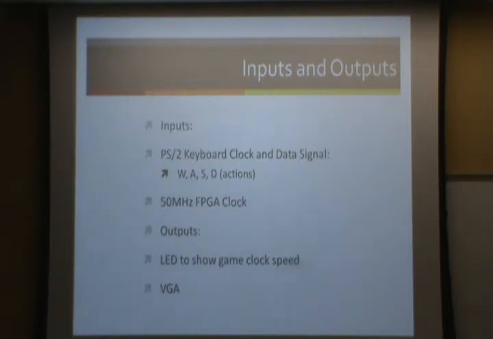We also have a 50 megahertz clock signal from the FPGA, and we will divide that and use it for the implementation of the auto shift downwards. We also have an LED output, which is blinking to show this divided clock speed, and our VGA output.